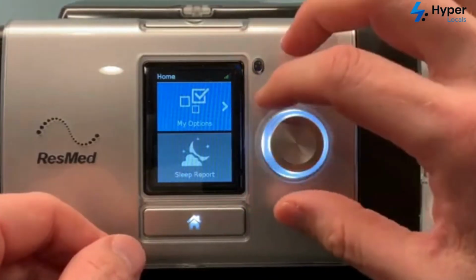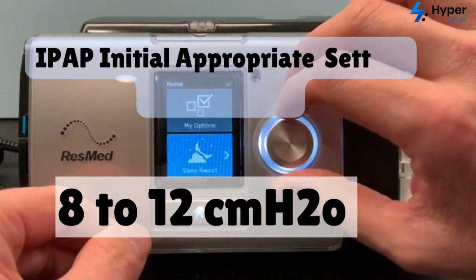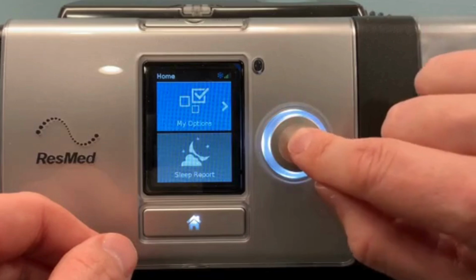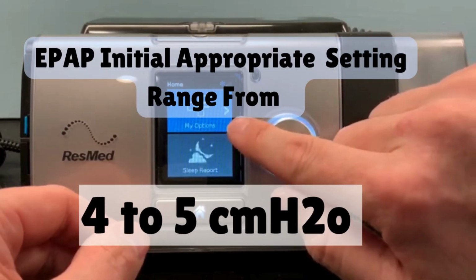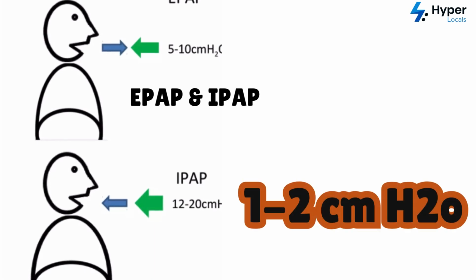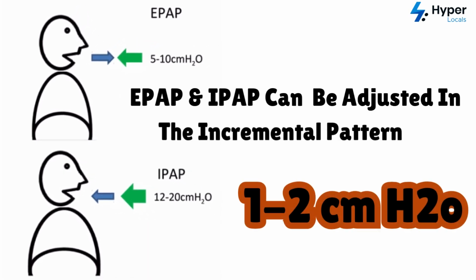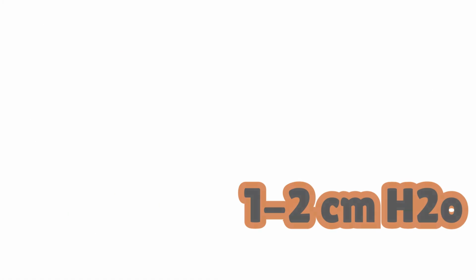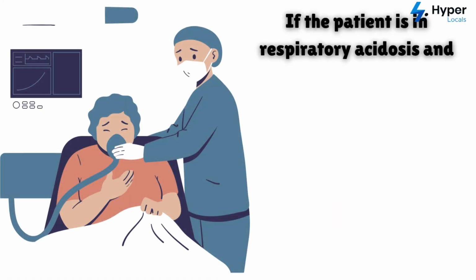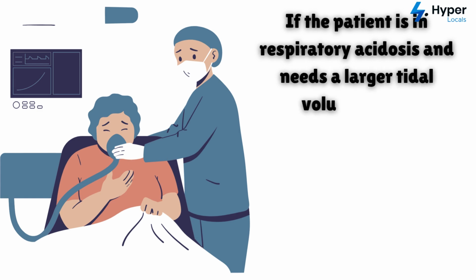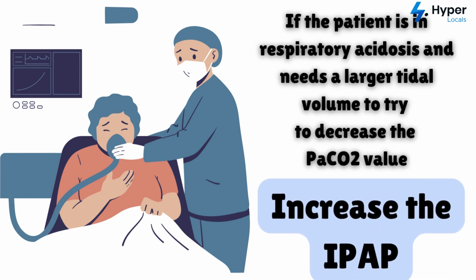But with that said, the appropriate initial pressure setting for IPAP can range from 8 to 12. The appropriate initial setting for EPAP can range from 4 to 5. Both the IPAP and EPAP settings can be adjusted in increments of 1 to 2 depending on the needs of the patient. For example, if the patient is in respiratory acidosis and needs a larger tidal volume to try to decrease the PaCO2 value, you would want to increase the IPAP setting.